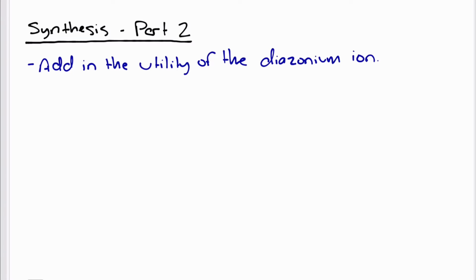Last class, we looked at the diazonium ion as a way to incorporate new groups onto the aromatic ring. So now what we're going to do is pick back up with synthesis and incorporate the utility of that diazonium ion into our synthetic sequence. The best way to do this is by looking at a few examples.